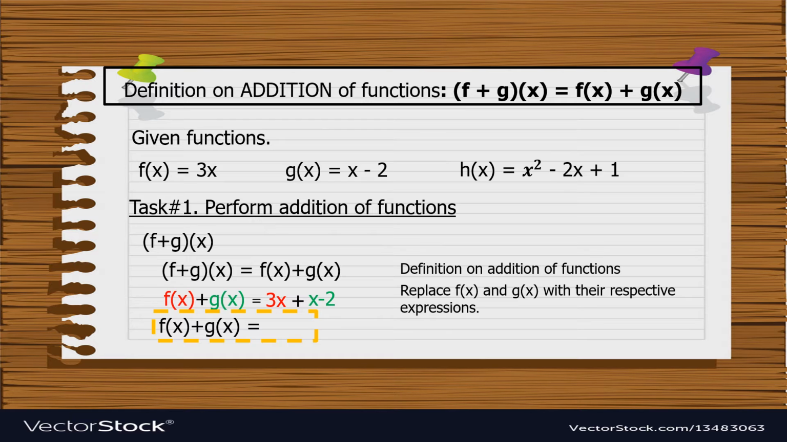Now, f of x plus g of x, simply combining like terms, 3x plus x minus 2 is 4x minus 2. Thus, the sum of f plus g of x equals 4x minus 2.